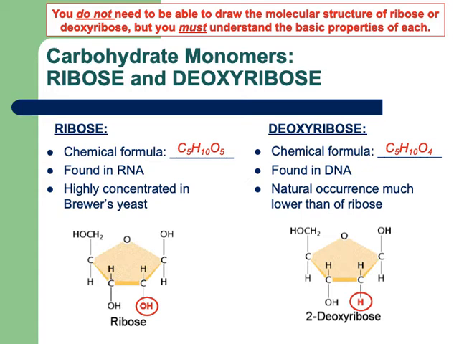There are also 2 additional carbohydrate monomers. So there's 5 in total that we're going to talk about. So we've talked about glucose, galactose, and fructose. Now I'm going to introduce ribose and deoxyribose. So let's start with ribose on the left. Its chemical formula is C5H10O5. That means it has 5 carbons, 10 hydrogens, and 5 oxygens. It's found in RNA, ribose nucleic acid. It's highly concentrated in brewer's yeast.